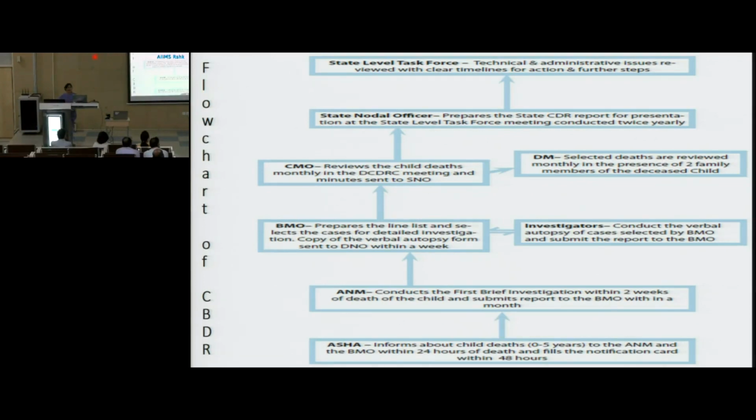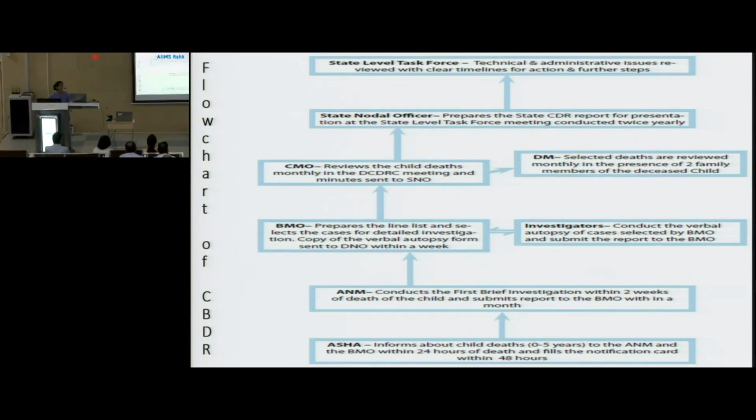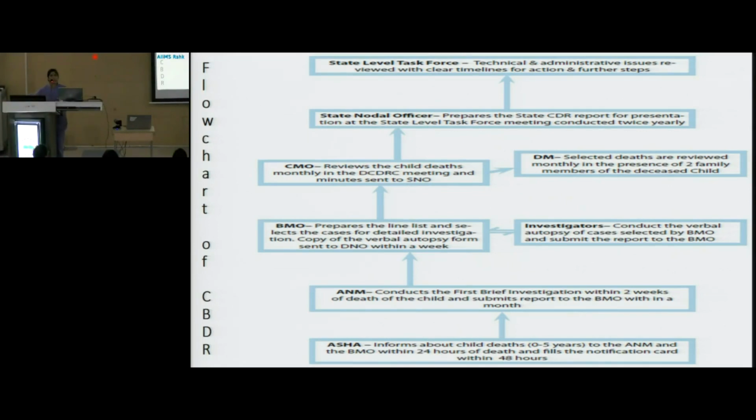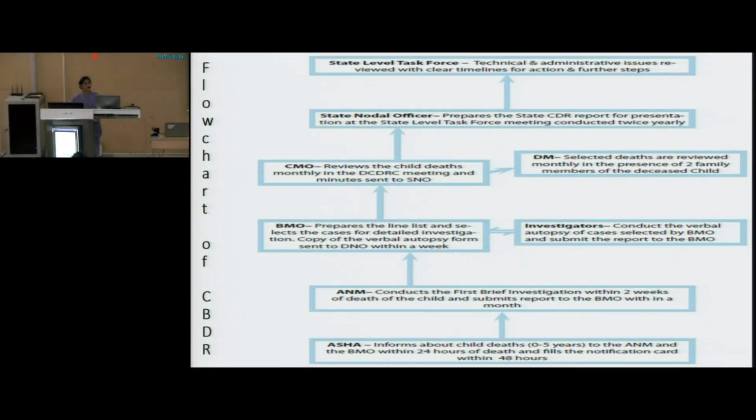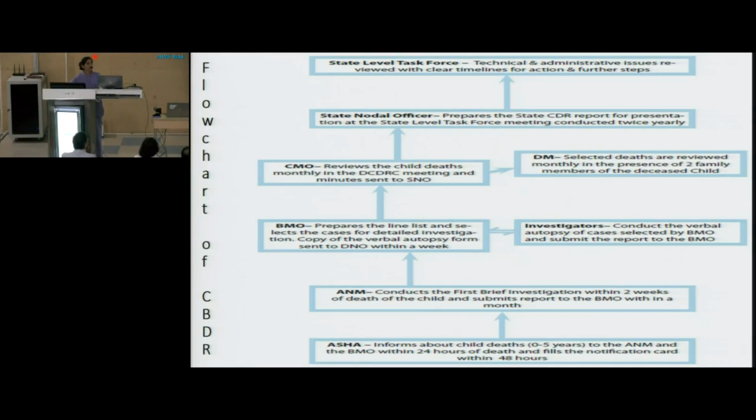So here our role comes as a tertiary medical institute: many times they consult us for technical support for all these things. We can also be involved in undertaking the verbal autopsies. So this is in brief.